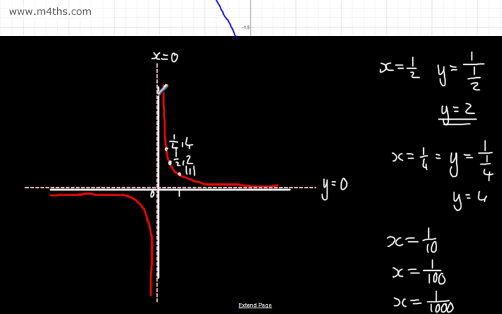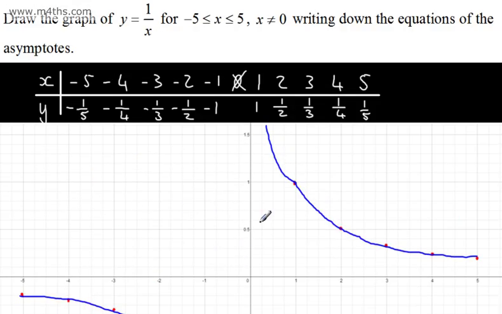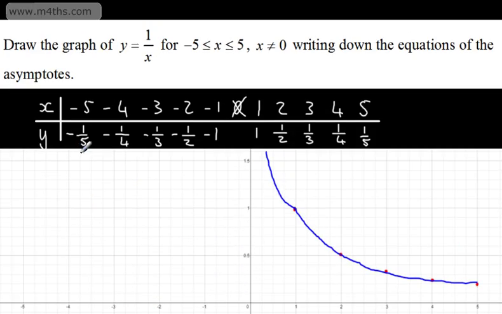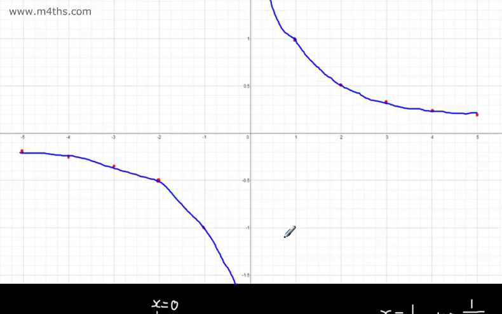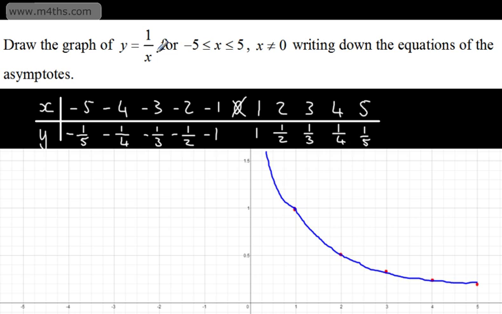So you can see as this now gets very close to the y-axis, that is going to get huge. And in the same way, it will get hugely negative in this direction. And that's why we draw it like so. So that's what we've got, and that is a rough sketch, and this is plotting the values. Okay, so write down the equations of the asymptotes. We have two. x is naught and y is naught.